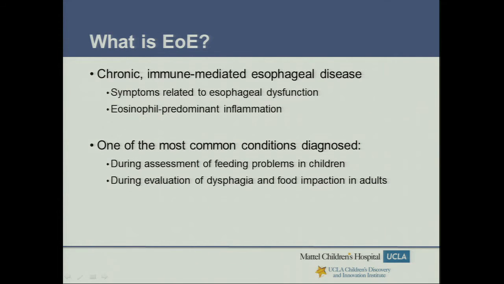So what is EoE? EoE is a chronic immune-mediated esophageal disease, and it manifests itself by patients having symptoms which are related to esophageal dysfunction and eosinophil predominant inflammation on mucosal biopsies. It's interesting because when you actually look at the data, even though EoE is not all that well recognized across the board of medical providers, when you look at the GI data, it's actually one of the most common conditions diagnosed during the assessment of feeding problems in children and during the evaluation of dysphagia and food impaction symptoms in adults.